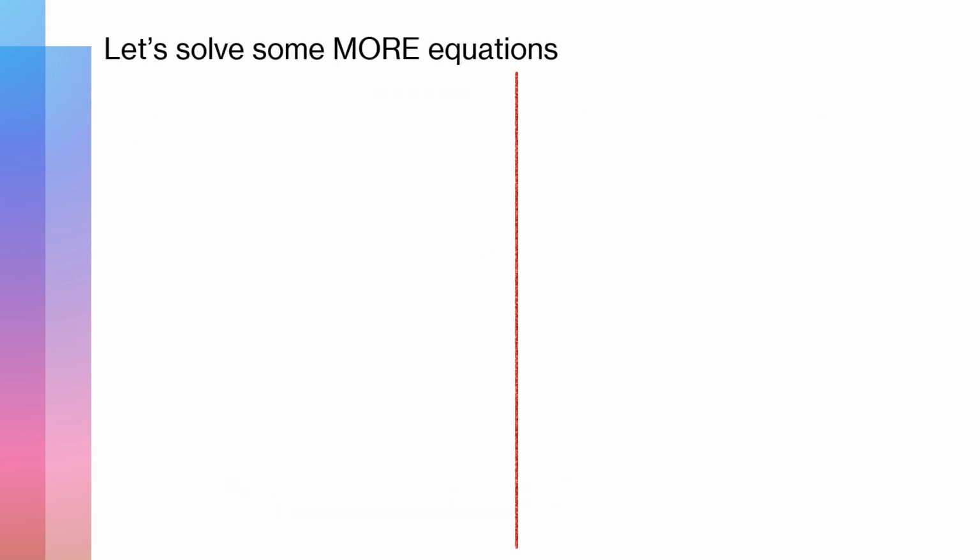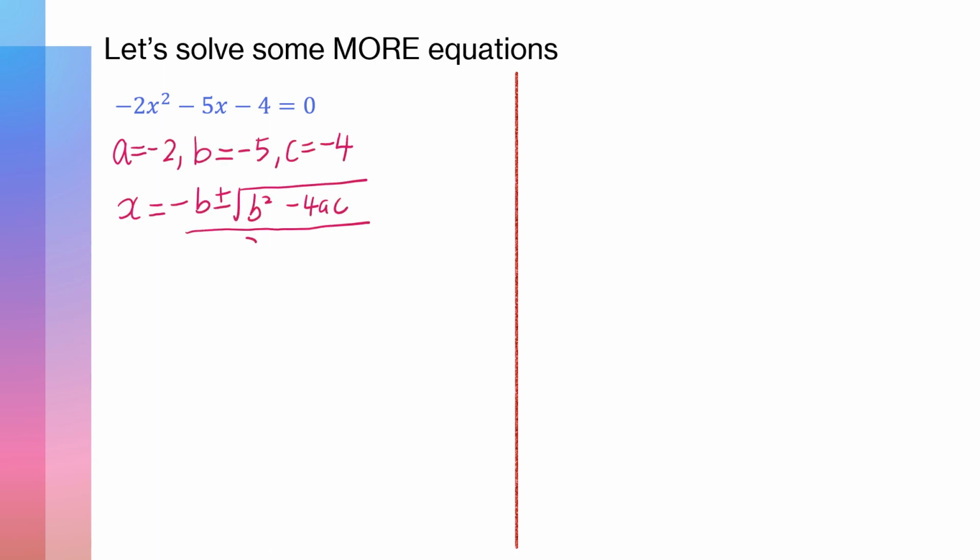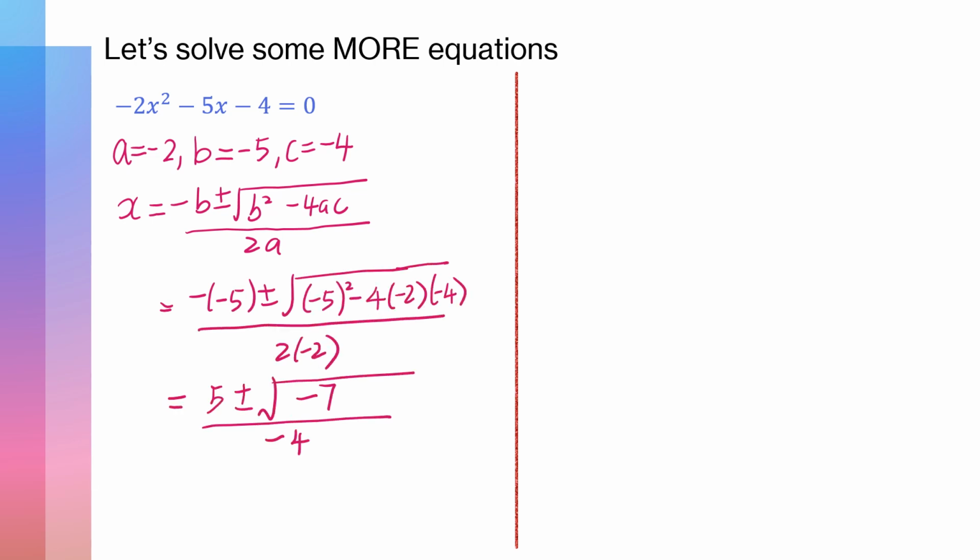All right, let's solve some more equations. Let's look at this one here. You're given negative 2x squared minus 5x minus 4 equals 0. Compare it with the general form, which is ax squared plus bx plus c equals 0. Write down the values for a, b, and c, and substitute into your quadratic formula. Let's see what happened. You actually get a negative value for your b squared minus 4ac. If you use a calculator to evaluate the square root of negative 7, the calculator will give you an undefined answer, meaning there is no real value for the square root of a negative number.